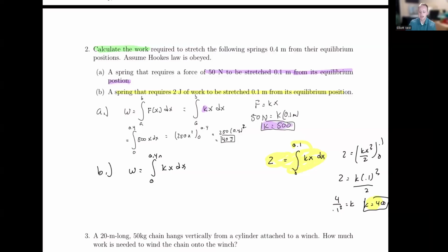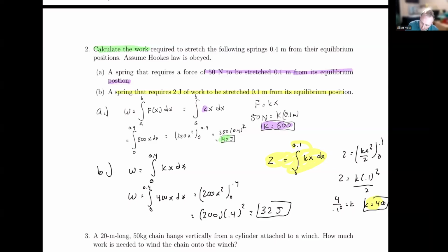Same as the part A information for that. And now we can go through the process for figuring out what the work is when stretching 0.4 meters. So W is equal to the integral from 0 to 0.4 of 400 x dx. That's equal to 400 x squared over 2 when you do the integral, or 200 x squared, from 0 to 0.4, which gives us 200 times 0.4 squared, which if I do this, 200 times 0.16, should be 32 joules.